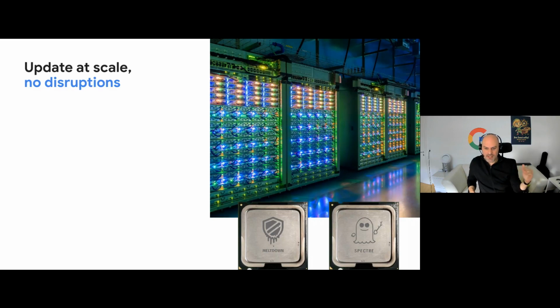So our data centers were protected against this threat even before other data centers, customer data centers, or other clouds could do this. And we managed to do this at scale without disruption. We are always using live migration, updating and patching hardware and software without the customer realizing it. That's always happening. Also a core concept of Google Cloud security.